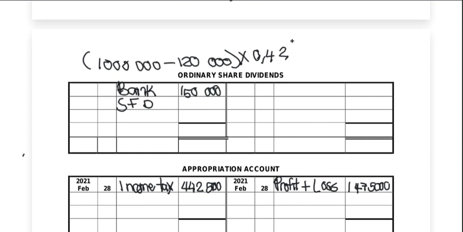Then multiply that by 42 cents. It will give you 369,600. Okay, so that's going to be 150,000 plus 369,600. That will total up to 519,600.